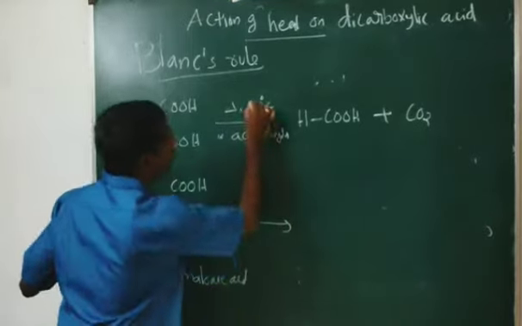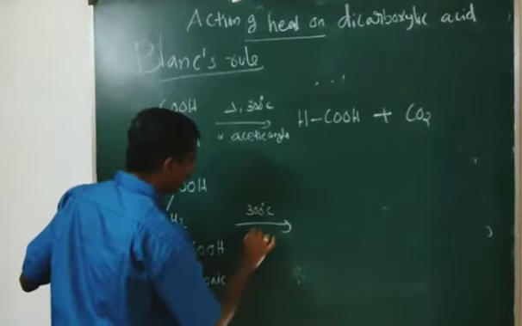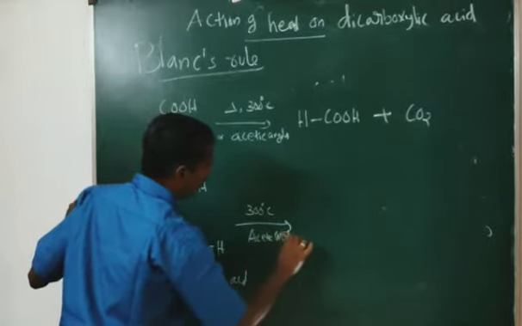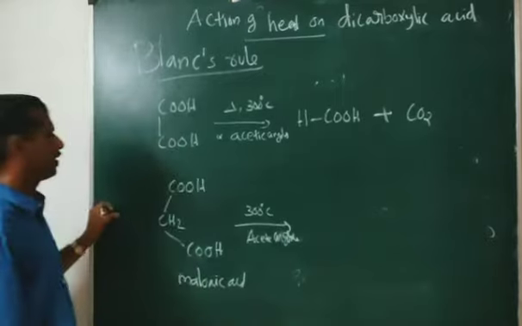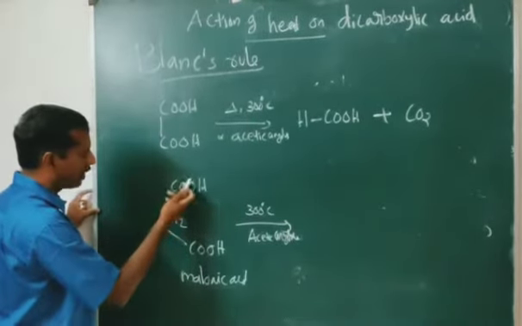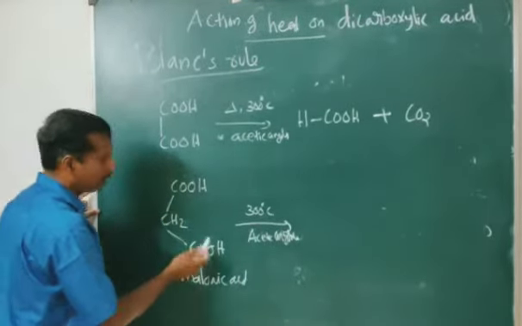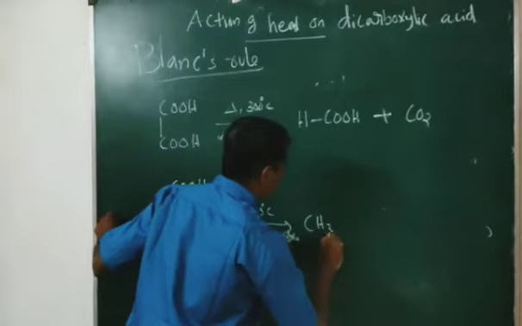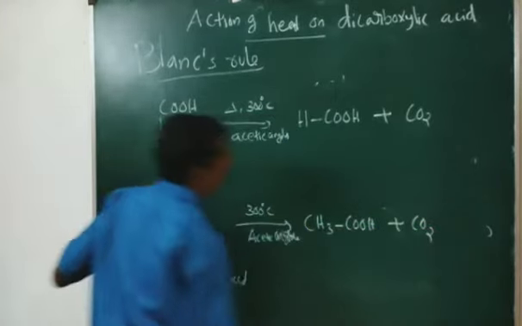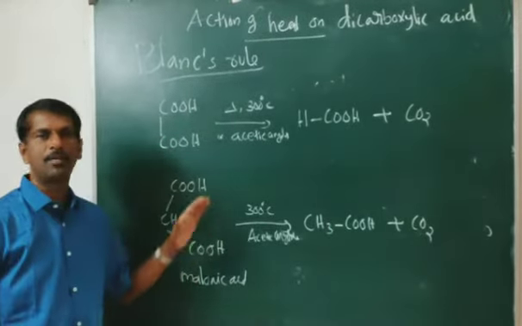Now, if you take dicarboxylic acid with one intervening carbon atom, that means malonic acid, again the same reaction condition, 300 degrees Celsius, acetic anhydride. Again one molecule of carbon dioxide is eliminated, then H and CH2 join together, and we get CH3COOH plus carbon dioxide. This is Planck's rule for 0 or 1 intervening carbon atom.